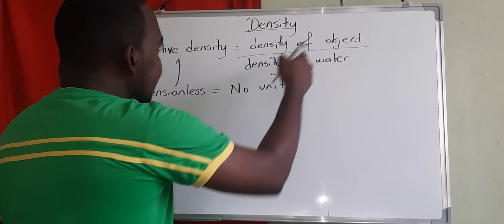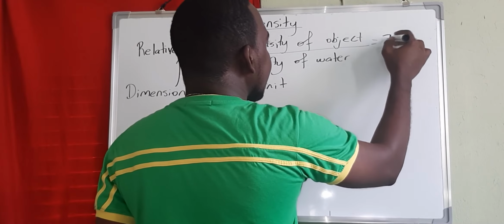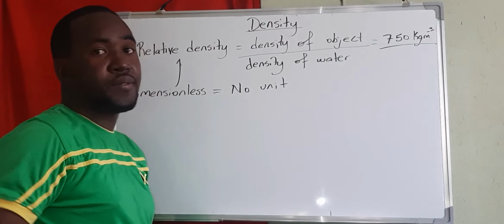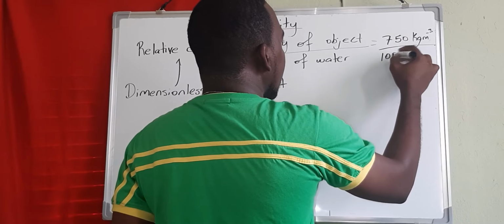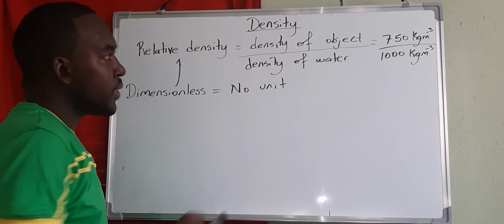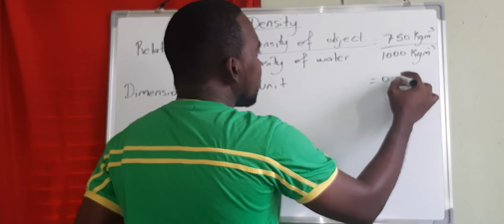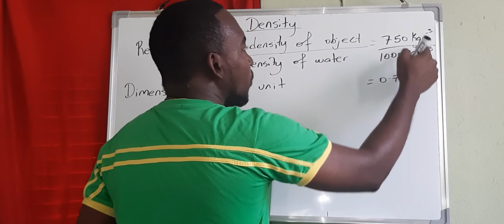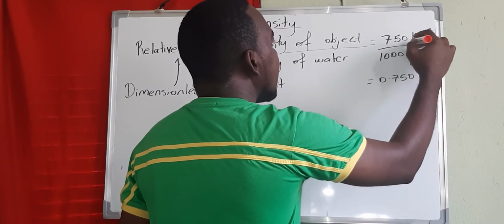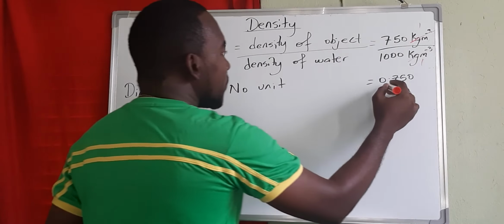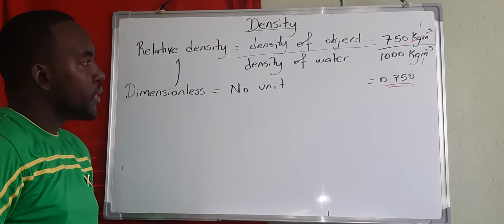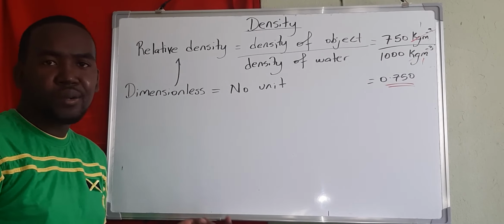Let's see why. Let's say the object from before is 750 kilogram per cubic meter, and it's being divided by the density of water, which is 1,000 kilogram per cubic meter. So if we divide the numbers, we get 0.750. But what happens to the unit? Our units get cancelled out because both units are the same. Therefore, we get a number that has no unit, so we call it dimensionless. This number tells us a lot about the object itself.